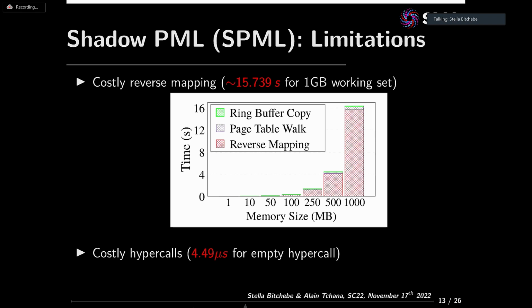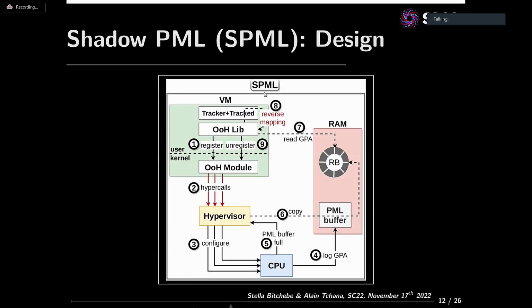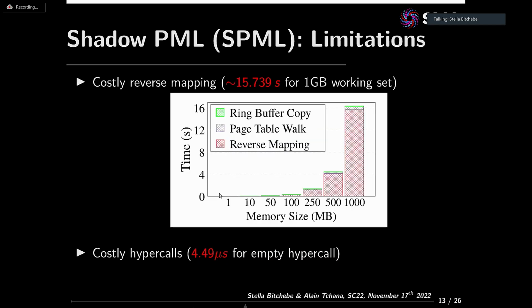And as we saw in the second challenge, if we want to have the log only for the tracked application, the tracker will have to activate and deactivate PML each time the tracked application is scheduled in and out. So that will generate a lot of hypercalls, and that will be costly because an empty hypercall, for example, takes up to 4 microseconds.